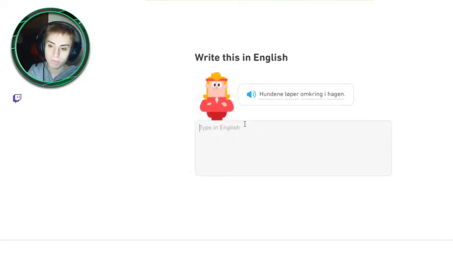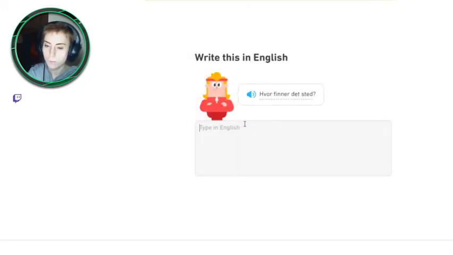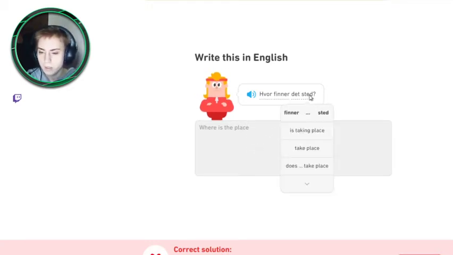Hundene løper omkring i hagen. The dogs run around the garden. Hvor finner det sted? Where is the place? Where does it take place? Finner sted, is taking place.